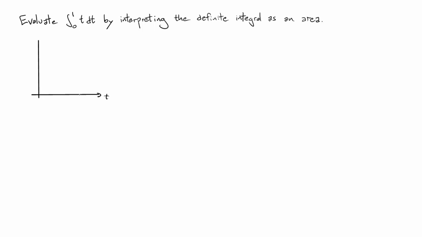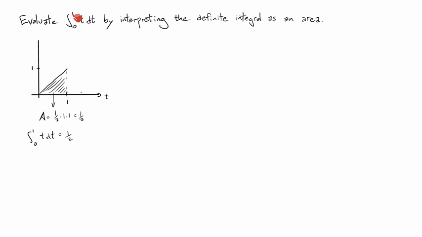So this will be the t-axis, and this is 1 here. Well, the graph just looks like this. So it has a height of 1 when t is 1. Now, this is just a triangle, and so the base is 1, the height is 1, and so the area is 1/2 times 1 times 1, which is 1/2. So this definite integral is 1/2.